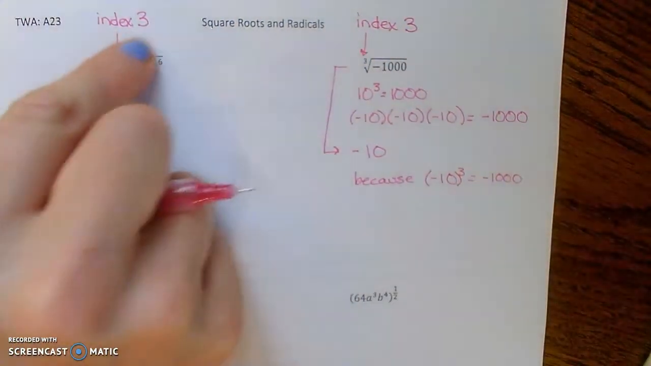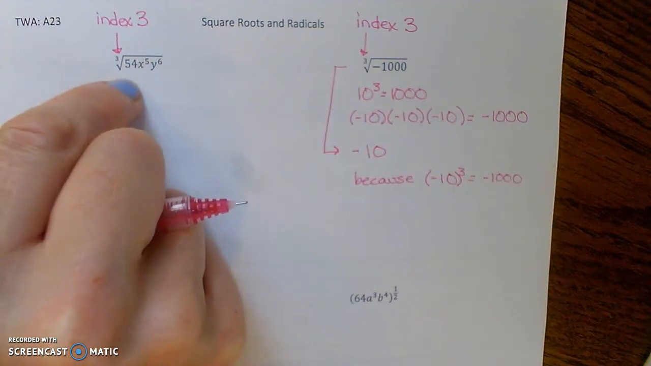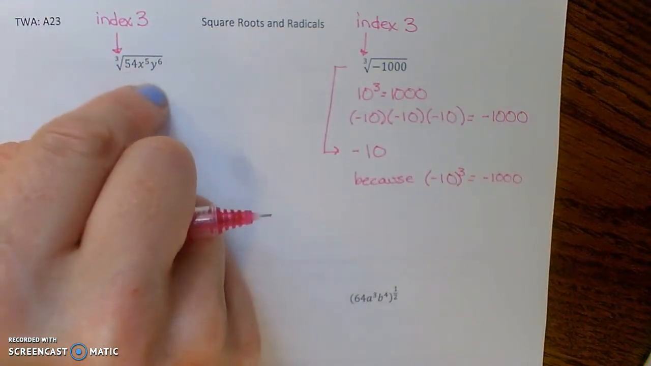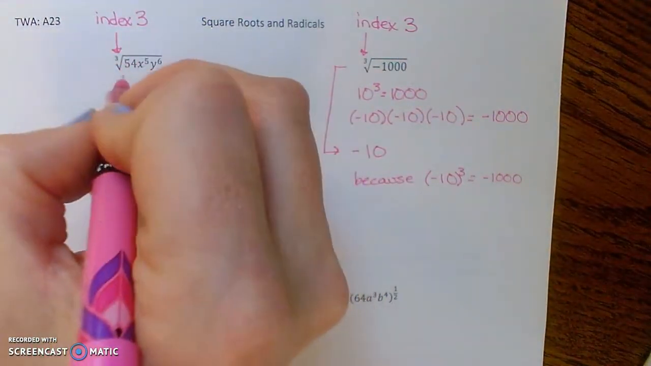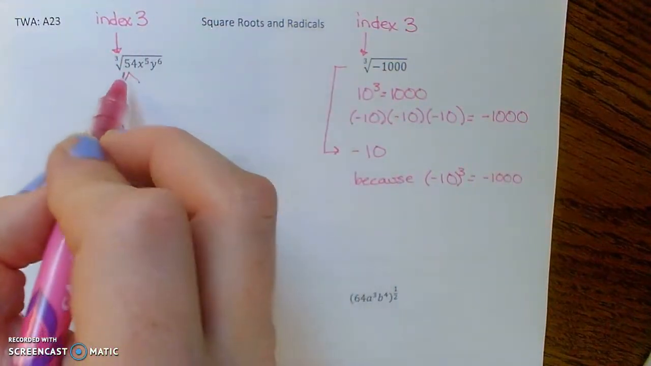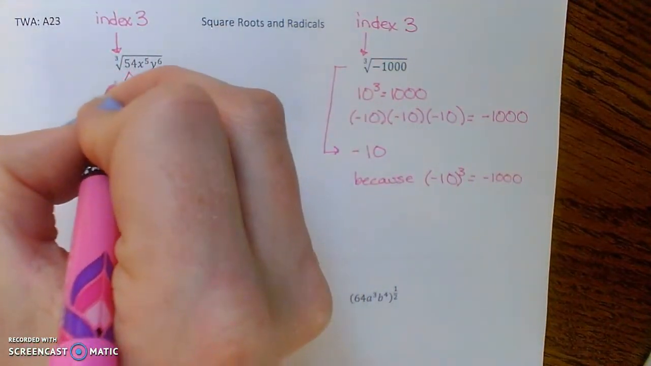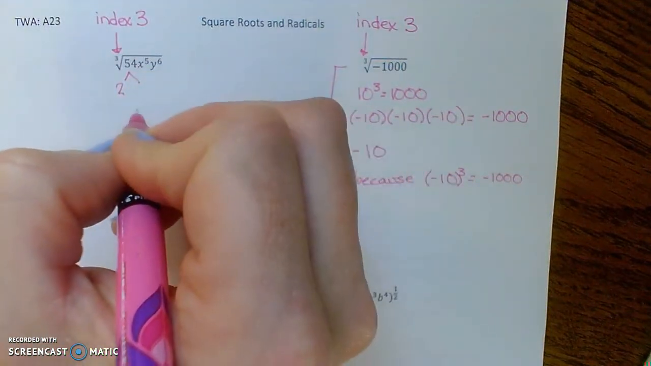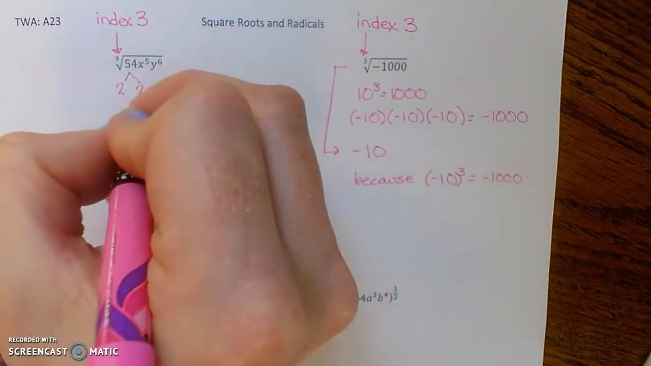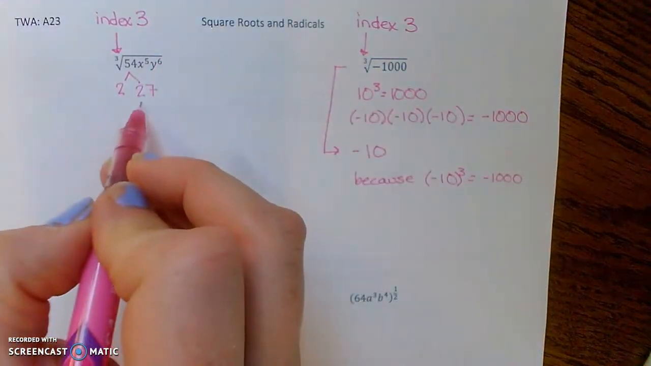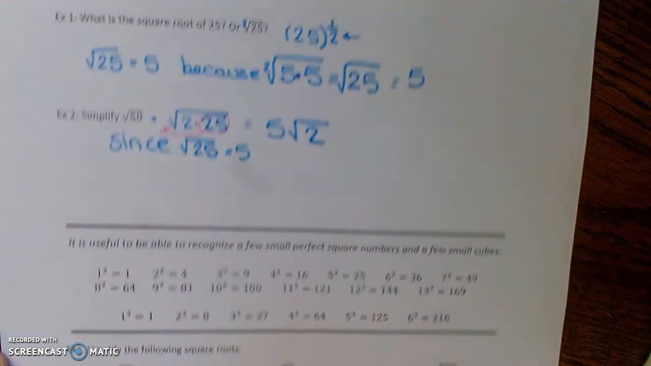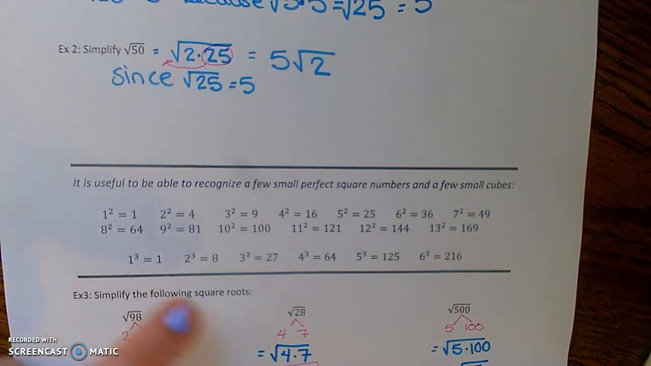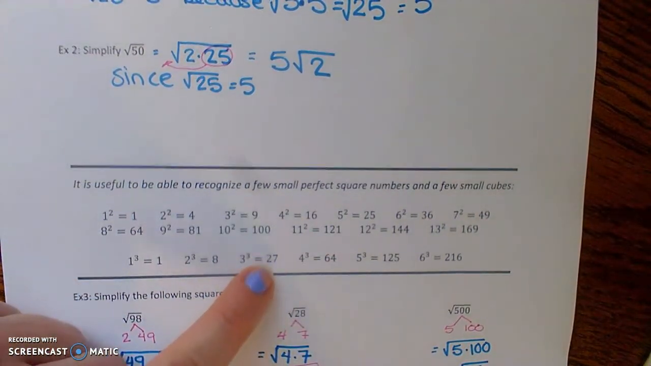Okay. Let's do the same thing over here with the cube root of 54, x to the 5th, y to the 6th. All right, so first of all, 54. Let's see if there's a perfect cube in the number 54. Well, 54 is an even number, so I know that 2 is a factor, and 2 goes into 54 27 times. 27 is a perfect cube number. Again, if you remember, we've got this list of small perfect cubes. 3 cubed is 27.